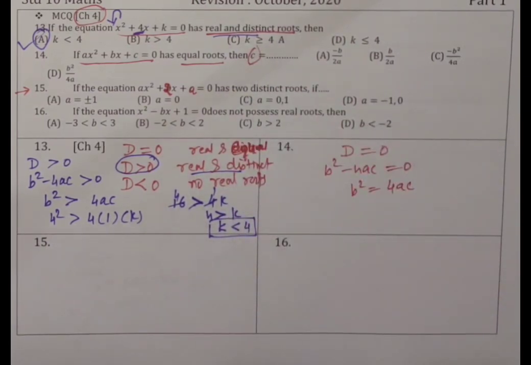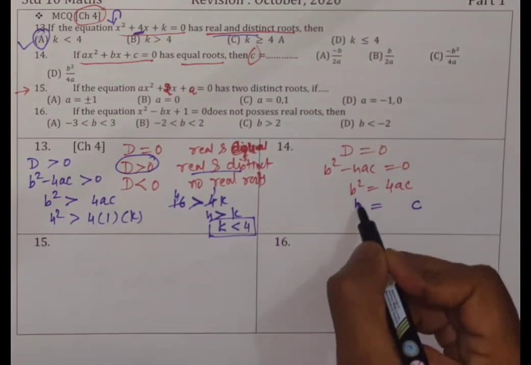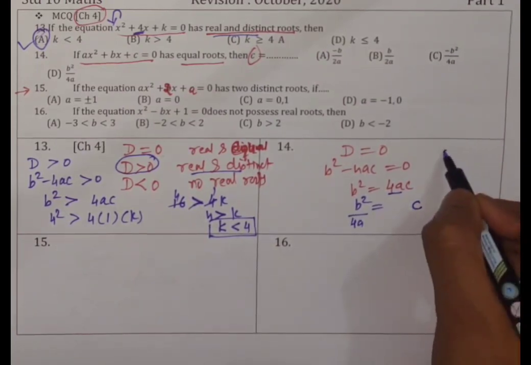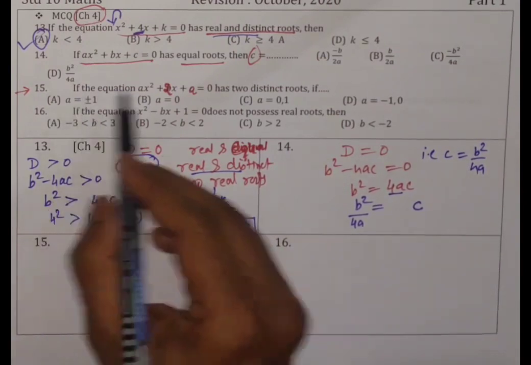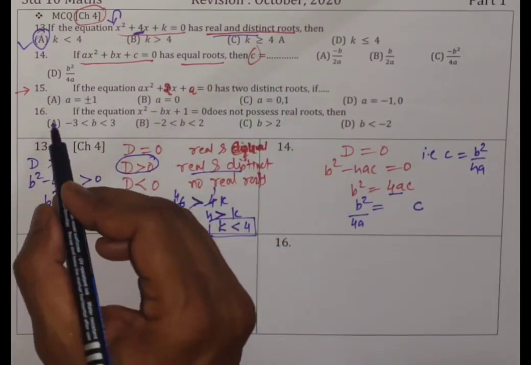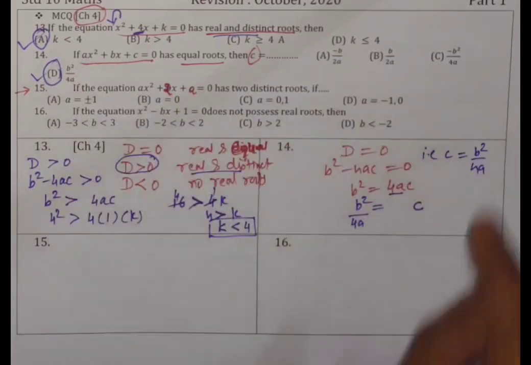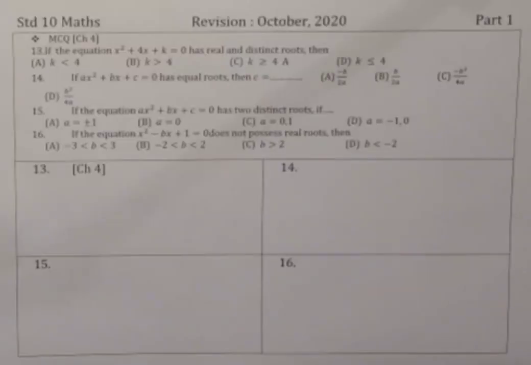So make c subject of the formula. Let c stay on this side, transfer 4a from b square to the other side. So c is equal to b square upon 4a. What is c? B square upon 4a. That is option D. B square upon 4a. Option D. Is that clear to you? Fine. So let's move on to the 15th one, children.